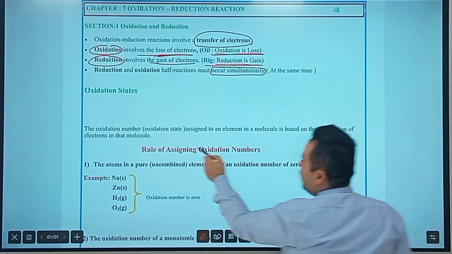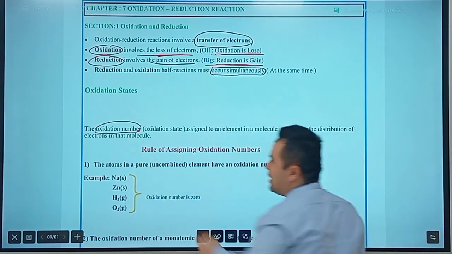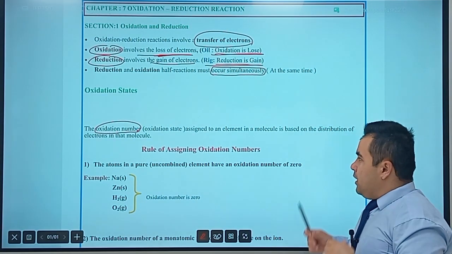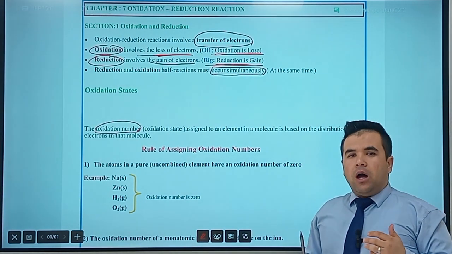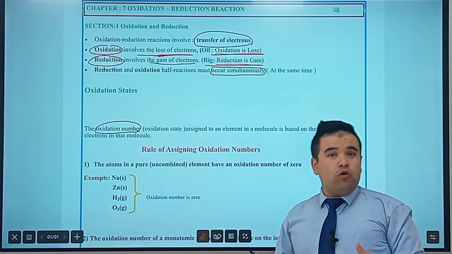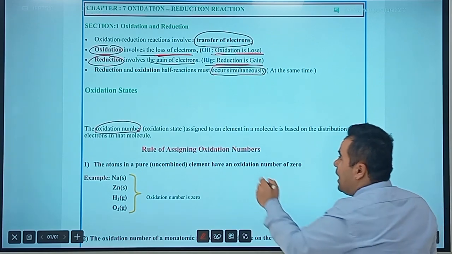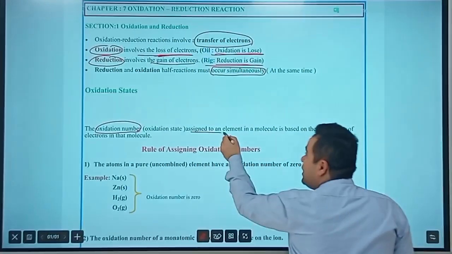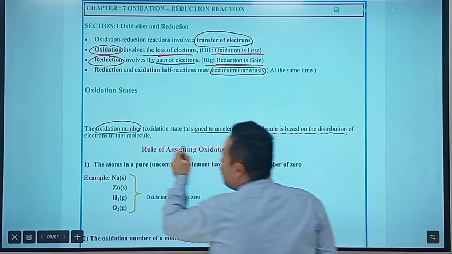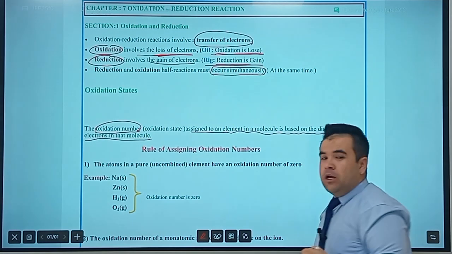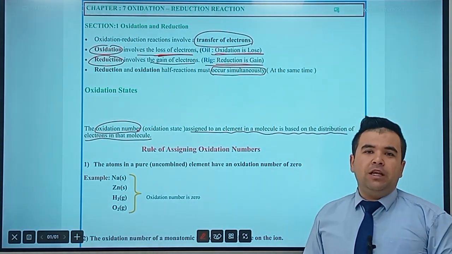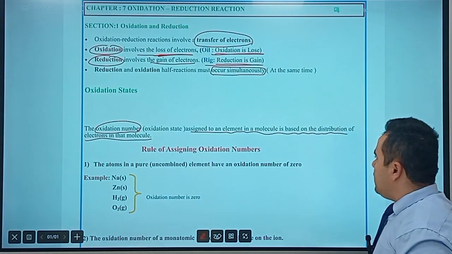We will be talking about the oxidation number and the rules for how we can calculate it, because in order to determine whether an atom is oxidized or reduced, we have to know what happens to its oxidation state. The oxidation number assigned to an element in a molecule is based on the distribution of electrons in the molecule. So the oxidation number talks about the distribution of the electrons in a molecule.